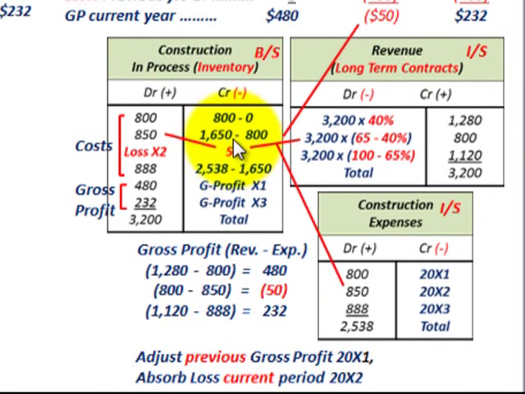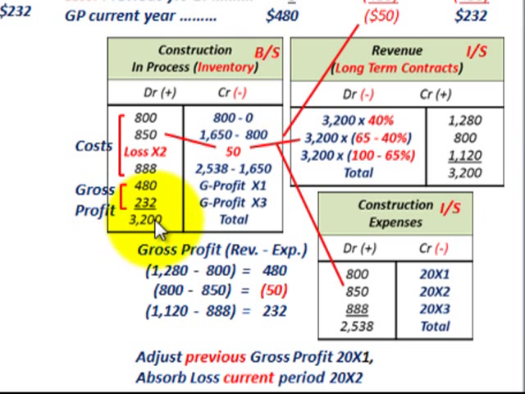So just going back up here again, these are the accounts we have to have. We went through them all, but we have this construction in process inventory account on our balance sheet, and then we have the revenue on long-term contracts in our income statement, and then we have our construction expenses. The construction in process accumulates all the costs on the contract, and also in this case the loss in that second year, and then also the gross profit.